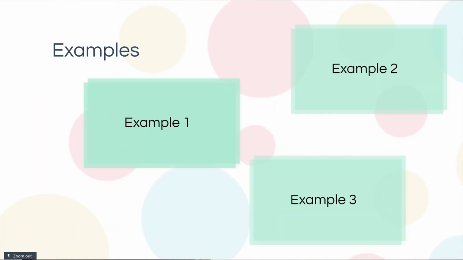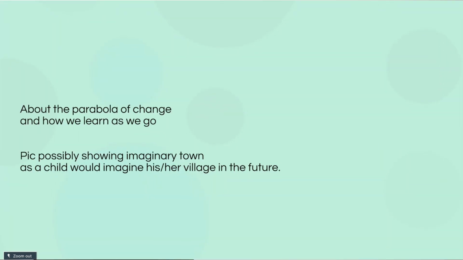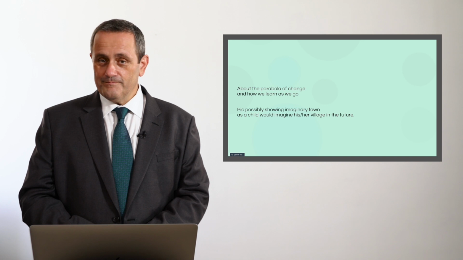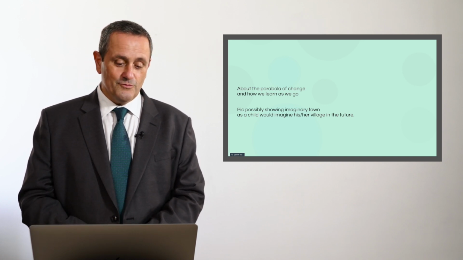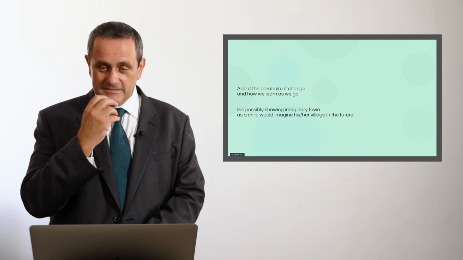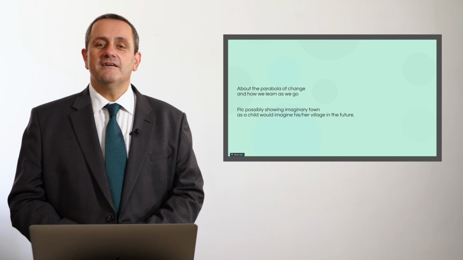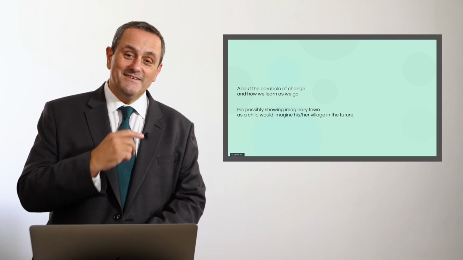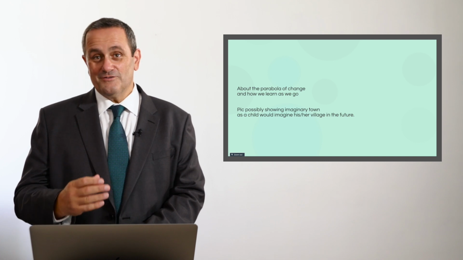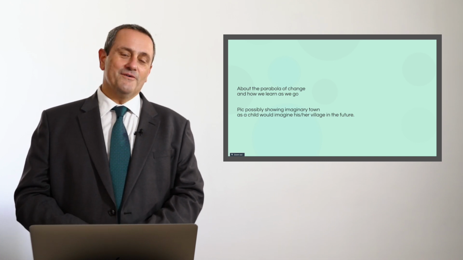Ages ago, and I say ages ago, I was involved in an interesting exercise. It was called My Village in the Year 2020. And this is about the parabola of change, this example, and how we learn about the parabola and timing of change as we go. I remember we had run a pilot activity with children at school. It was about creating a picture showing their imaginary town in the year 2020. This was in 2004. So 2020 was something so far away.